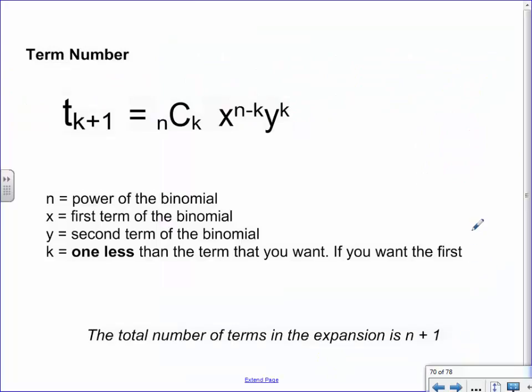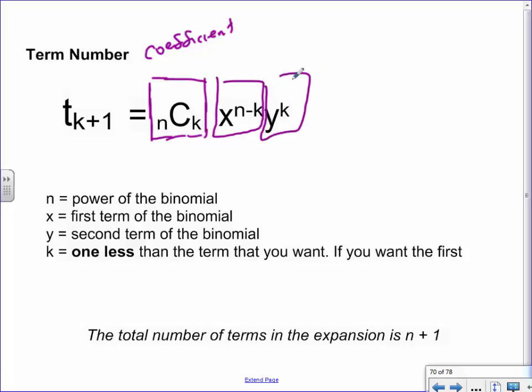Okay, this is a formula that you are given on your formula sheet. And it looks very confusing at first. So you have to understand what is happening here. When you want to distribute something, there are 3 parts to the distributing formula. So I'm going to break it up into colors. This right here is your coefficient. This is how many of X you have, and this is how many of Y you have, and I guarantee they add to equal whatever the exponent is.